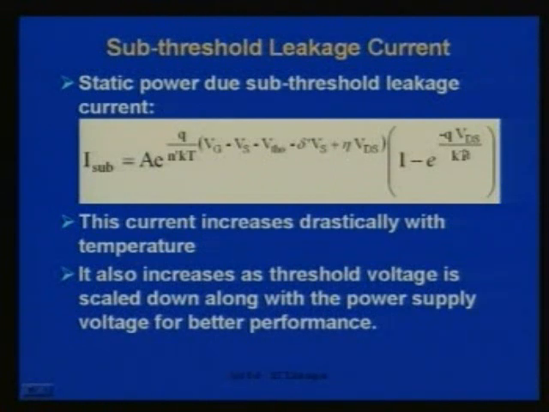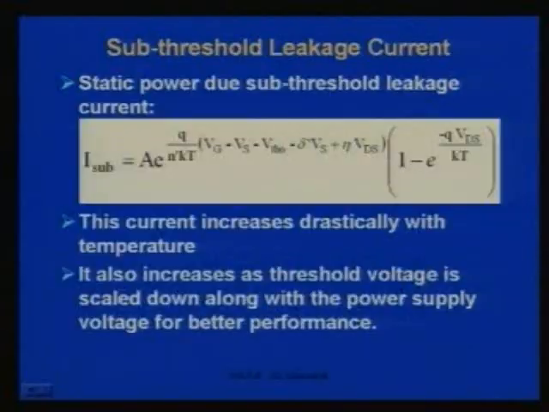As you can see, it has a strong dependence on temperature, and it also increases as the threshold voltage is scaled down along with the power supply voltage for better performance. The subthreshold leakage current increases exponentially with reduction of threshold voltage. When the threshold voltage is high, subthreshold leakage current is small, but as you reduce the threshold voltage, which you have to do because of device size scaling, later on we shall come to that, the subthreshold leakage current increases significantly.